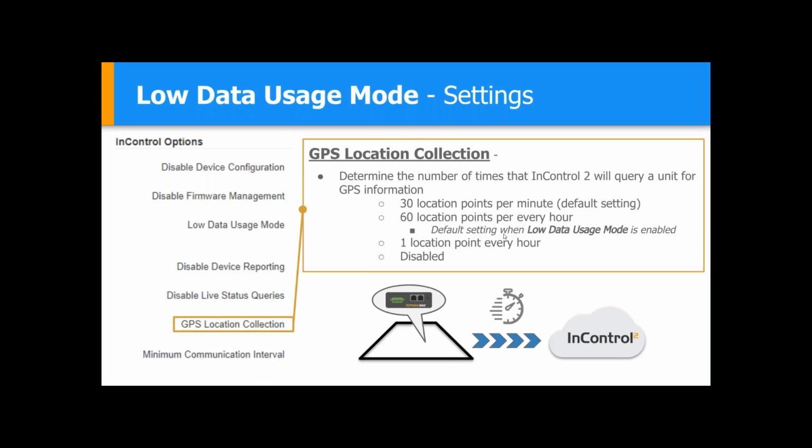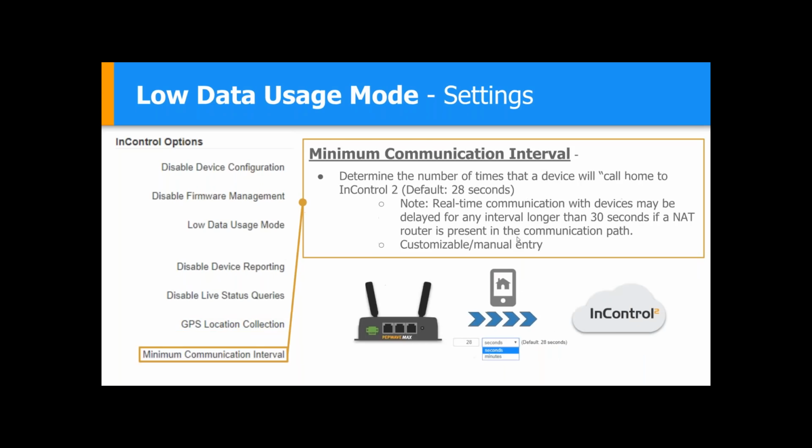Then we get into some of the ones we can scale a bit. GPS location collection, you're defining how many times a device is going to call home to IC2 to update GPS information. By default, we're doing 30 calls a minute, and then you can scale it to just 1 a minute, 1 an hour, or even just turn things off.